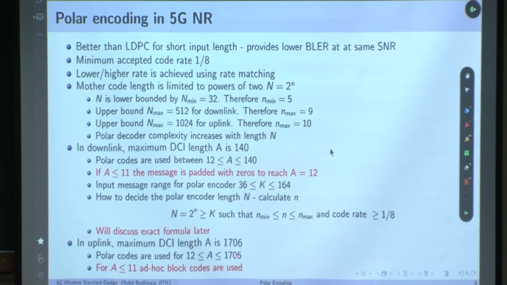Now, why is this 1706 and 140? Because for the uplink, it has to carry the channel state information. And the channel state information contains many more bits than the downlink DCI. That's why you see this. This is much more than that 140 number which is there for the downlink.